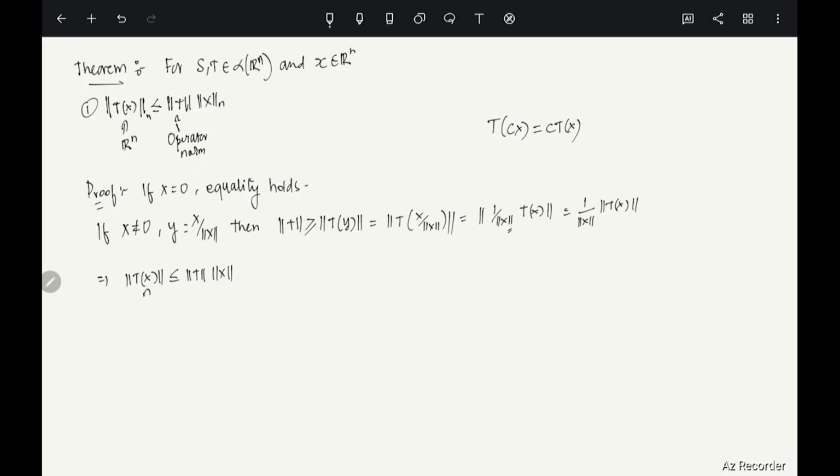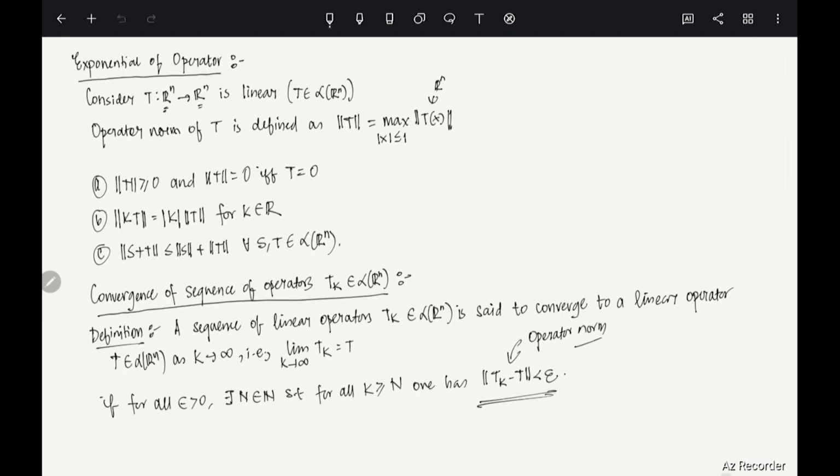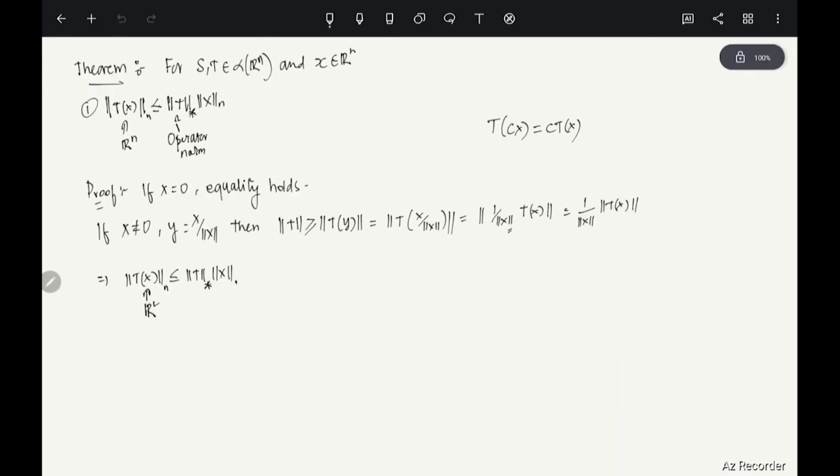Again I am telling you all the time, please remember which is which. This t of x is an element of Rn. So the norm here is in Rn. Clear? This is an operator norm. Let's just call the operator norm as star norm. That will be more suitable. So star norm, and this is the Rn norm. Clear? So please keep that in mind.